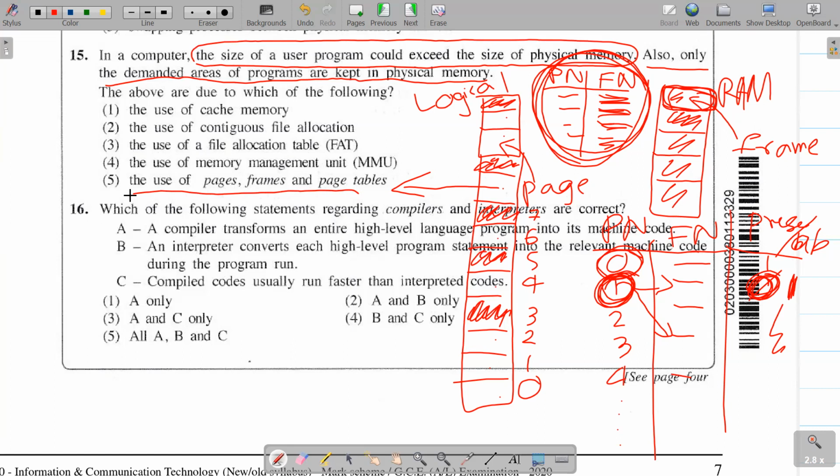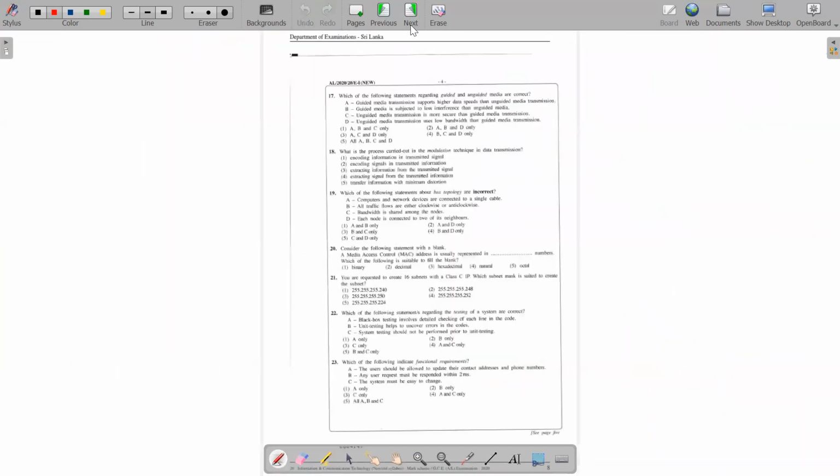Right, clear the idea? Okay, number 16. Okay, 17, the online group has asked. So, 17.